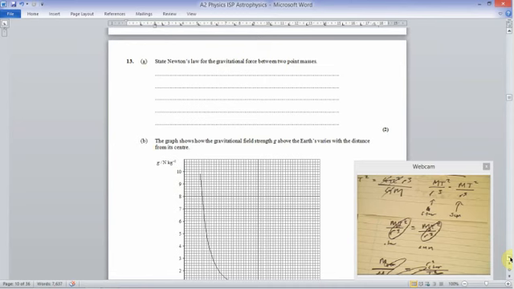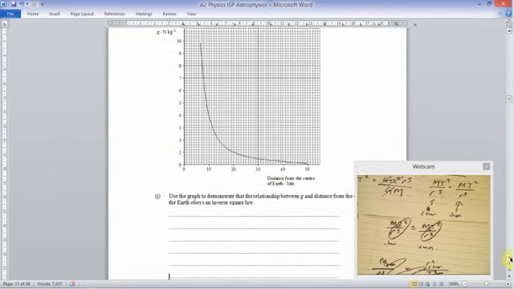Okay, 13a. So in 13a we've got Newton's law for gravitational force between two planets. That's F is equal to G, big M, little m over r squared. I need to define G and the m's and the r. That's essentially going through Newton's law of gravitational forces.